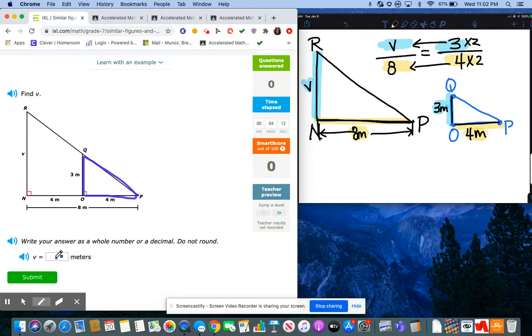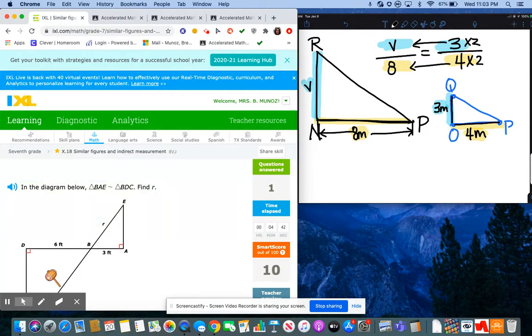I want to type the answer in here, but I don't want to stop recording. It says pause recording, but I just press escape. So I said 3 times 2 is 6. I'm going to type in 6 and submit, and there.